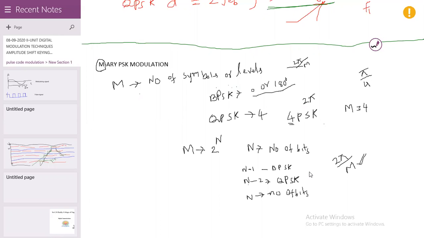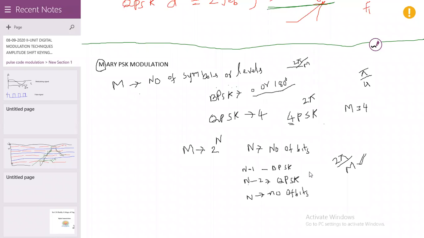Each symbol consists of 8 bits, giving 256 symbols. Each symbol has a different phase angle, and then we can transmit the signal. After 256 symbols, the information can be repeated. Like that, the information can be transmitted.